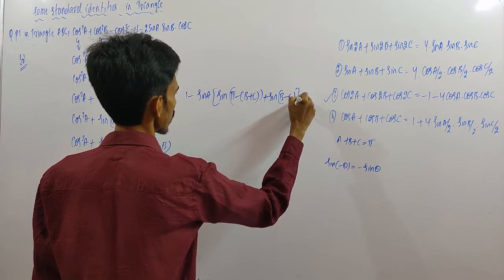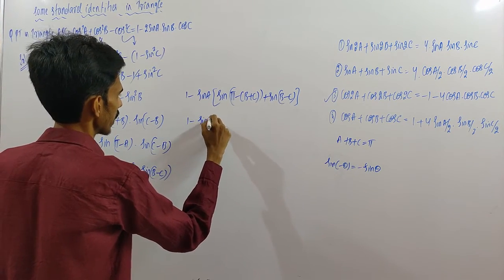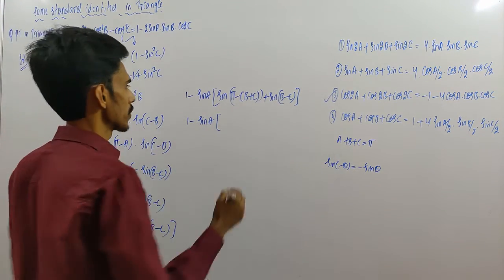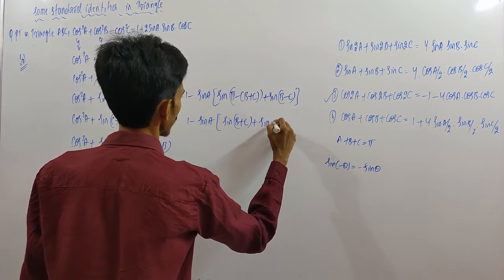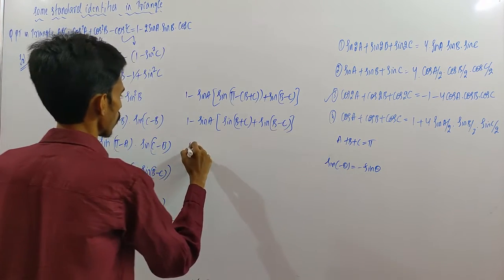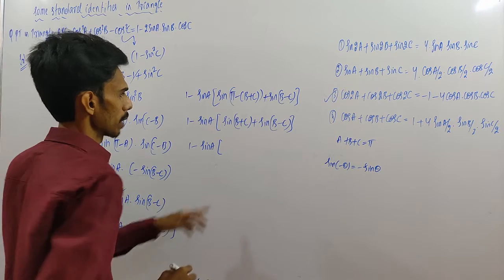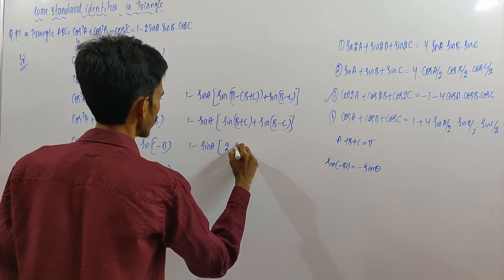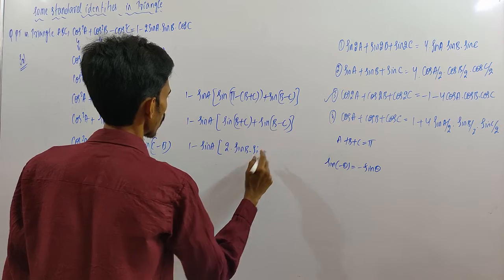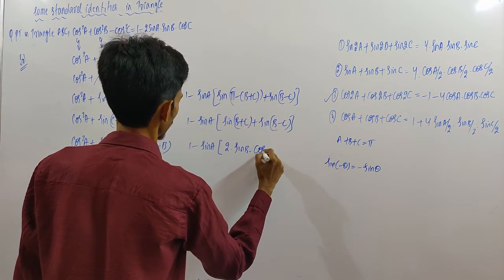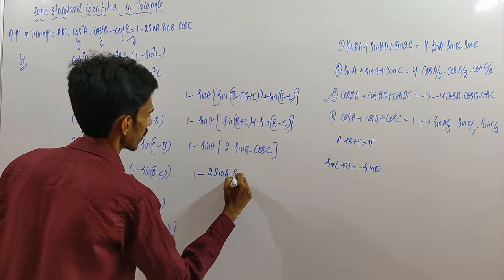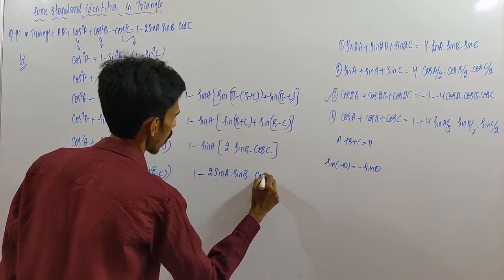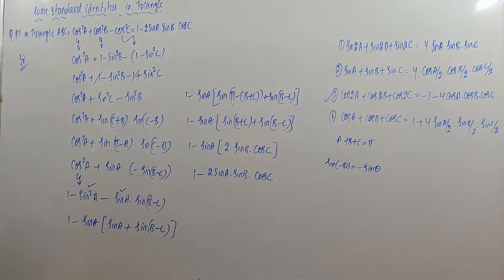That equals 1 minus sine A into, since sine 180 minus theta is sine theta, sine (B plus C) plus sine (B minus C). So 1 minus sine A times the value of sine (B plus C) plus sine (B minus C), which is 2 sine B cos C. So it becomes 1 minus 2 sine A sine B cos C. This is the RHS.